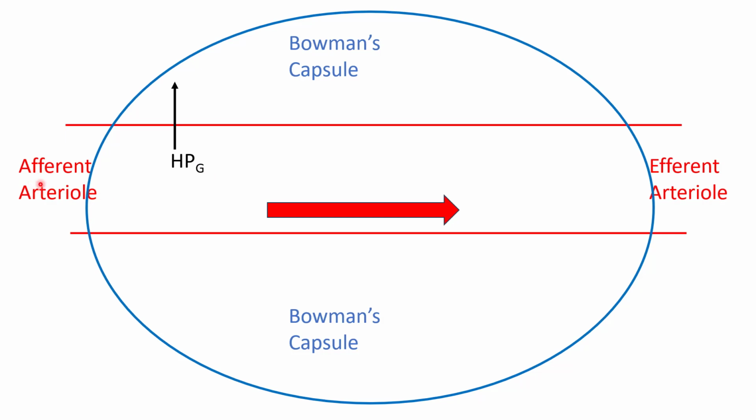Now the afferent arteriole and the efferent arteriole, since they are arterioles, remember they have that ring of smooth muscle. They can adjust their vasodiameter, and they do. They can adjust their vasodiameter, which means they can adjust that hydrostatic pressure. They will maintain the hydrostatic pressure of the glomerulus at approximately 55 mmHg. Hydrostatic pressure of the glomerulus is 55 mmHg.